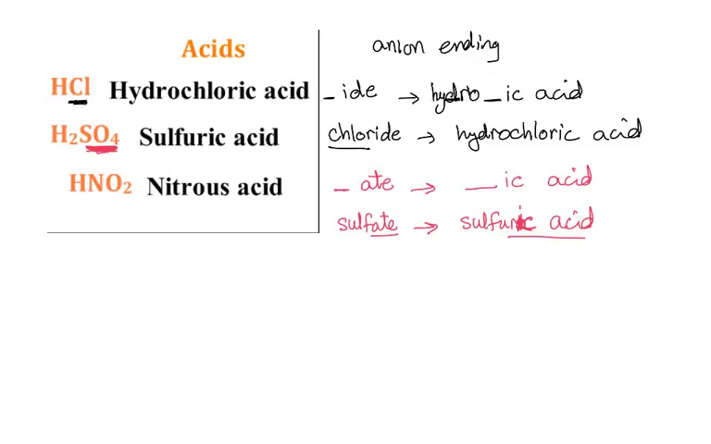Last set of rules is if your anion ends with "ite," this is nitrite. If it ends with "ite," then you change the ending to "ous" acid. So this was nitrite, so it becomes nitrous acid. So really 3 sets of rules depending on what your anion ends with. If it ends with "ide," it becomes hydro-ic acid. If it ends with "ate," it becomes ic acid. If it ends with "ite," it becomes "ous" acid.